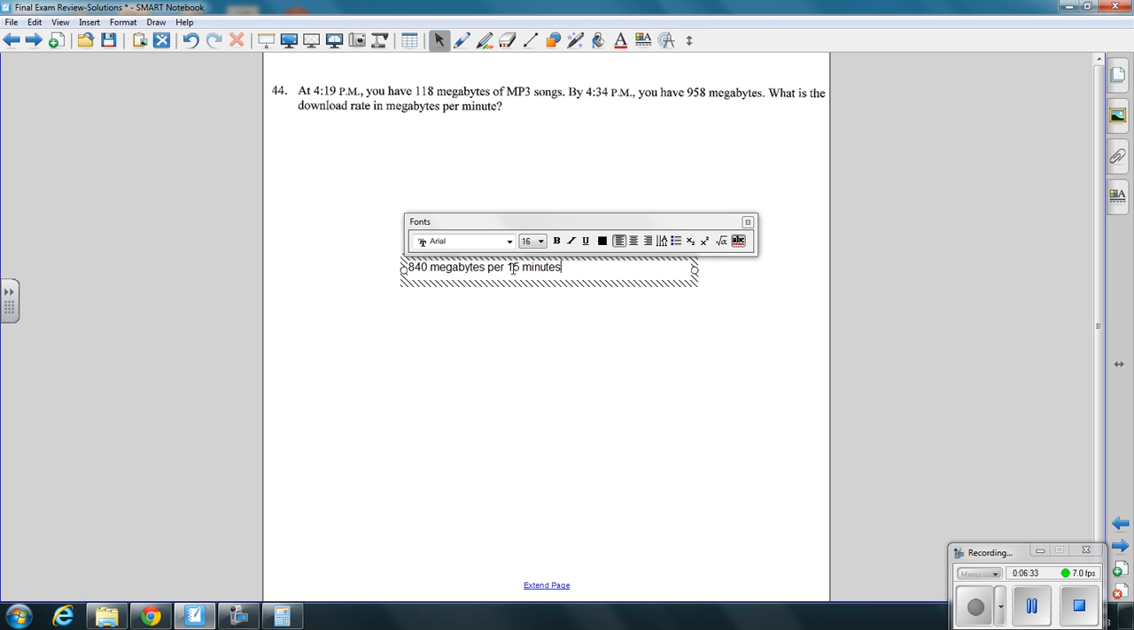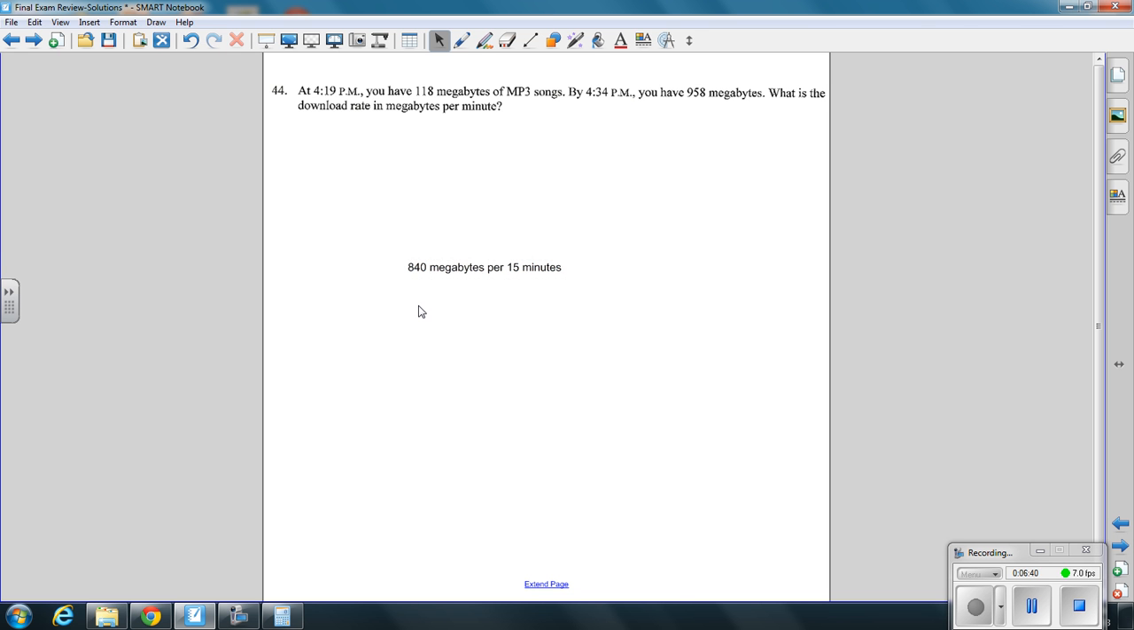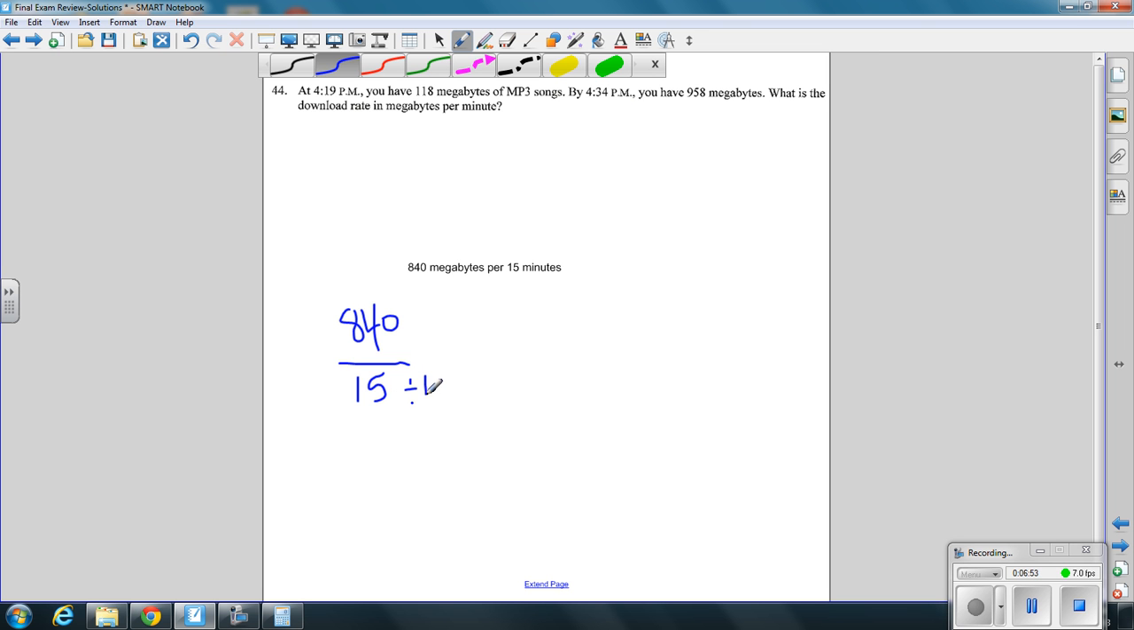But the question's asking us, what's the download rate in megabytes per minute? So we're going to write this as a ratio, 840 over 15, and divide the numerator and denominator by 15, because we want a denominator of 1. All right, so if you do 840 divided by 15, we get 56.